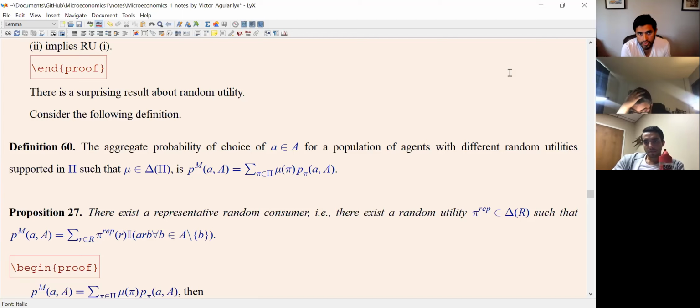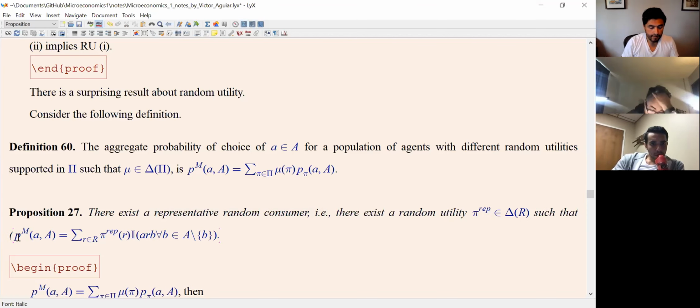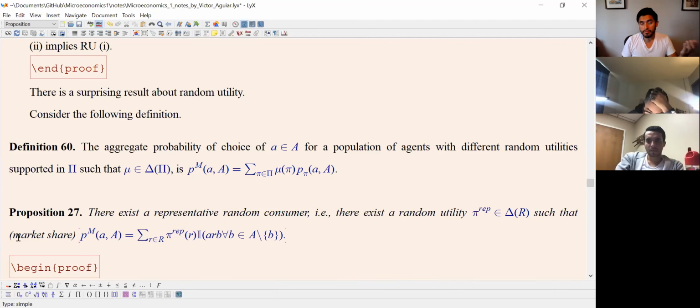It's an aggregation result, right? Turns out that yes. So this is the result. There exists a representative random consumer that basically is random utility. So in other words, there exists a random utility rule such that this will explain the data, which is the market share, right? So I use an M here, the market share, okay, is equal to this probability.